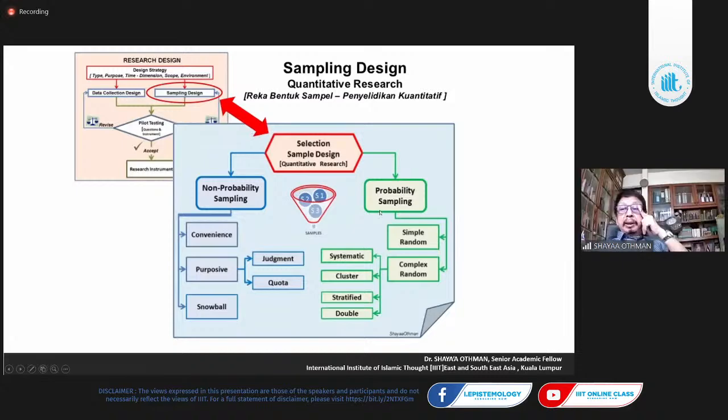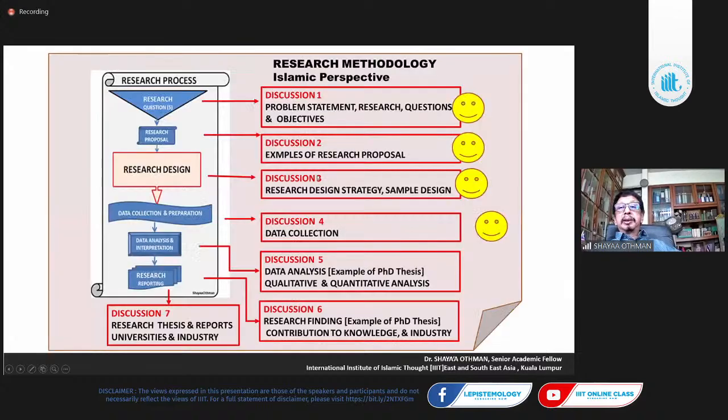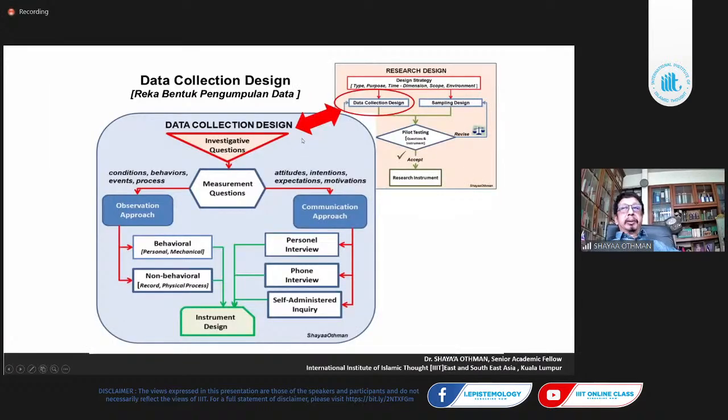So you can see that we call this data collection. It's always data collection. When we talk of data collection here, we talk of sample design, and we talk of the instruments of data collection. This measurement question could be by means of communication.